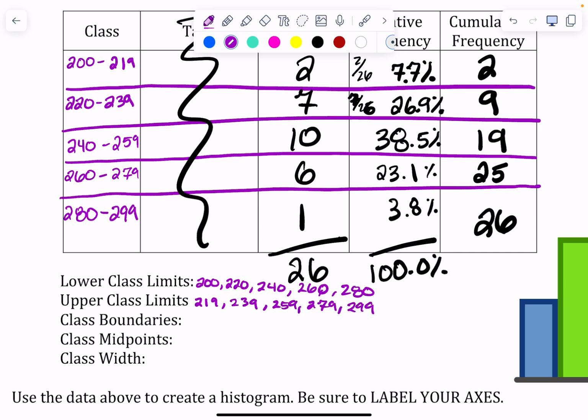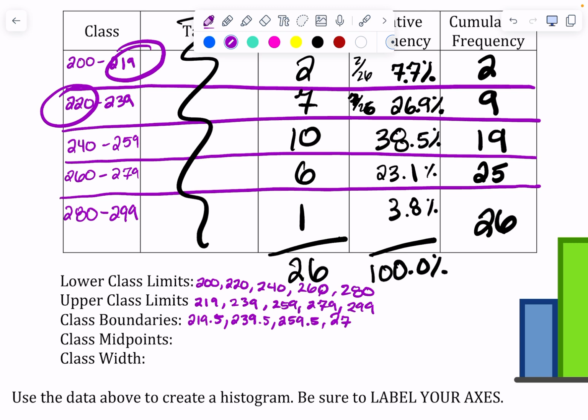Okay, what are class boundaries again? Is that like the middle? Yeah, what if I have 219.2? Where does it go? What if I have 219.9? At what point do you round up? It's the halfway number between these two numbers. 219.5. What's the next one? 239.5, 259.5, 279.5.